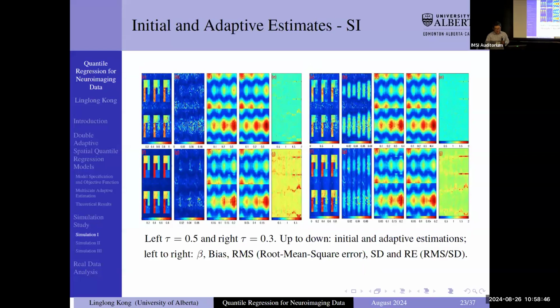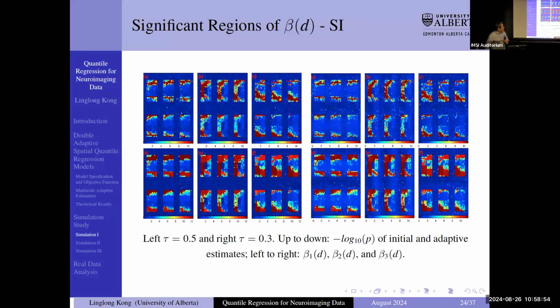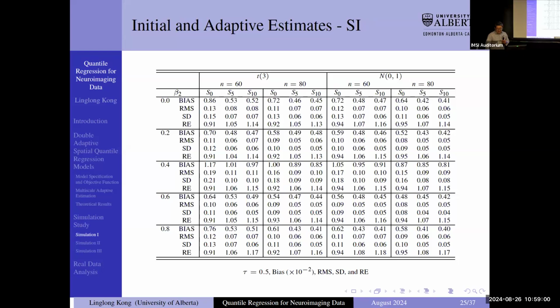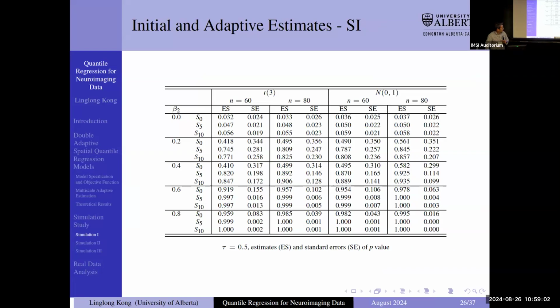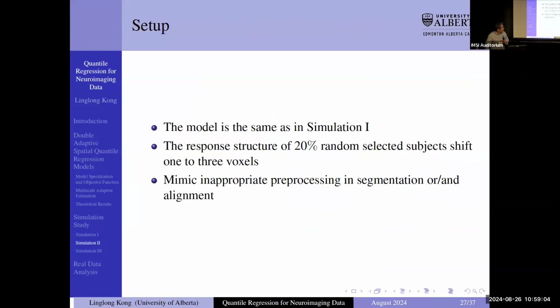Of course, we have some other measures, and here we see the variance indeed decreased, and we look at these p-values. Okay, and then some numerical results. I'm not going to go through them.